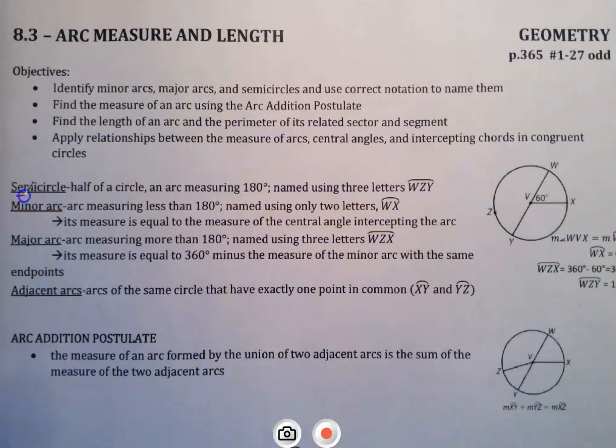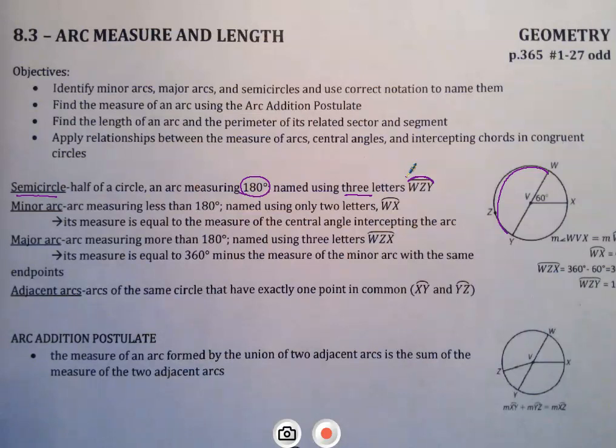A semicircle is half of a circle. So what's the semicircle in our diagram? WY would be the semicircle. Or if we look at this, it says it's an arc measuring 180 degrees, named using 3 letters: WZY. When it's stretched out that far, it's a little harder to see the arc, but there is an arc across there. It's not just a line. It is an arc.